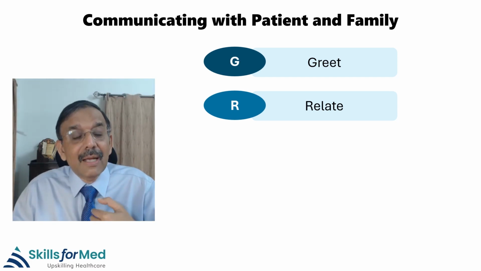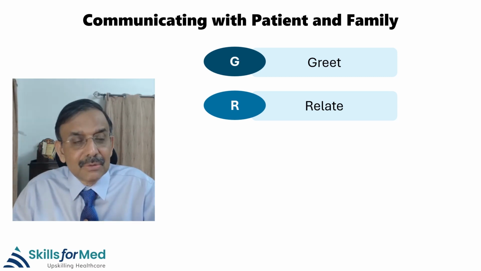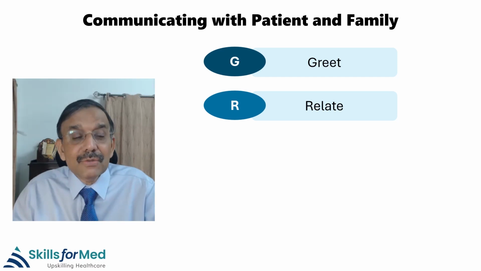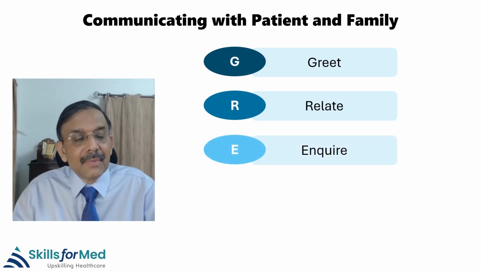So you first relate yourself. You tell, I am Dr. Pari, I am a surgeon, I have come to see you. Similarly, any nurse will say, I am maybe so and so name, I am the staff nurse or whatever, superintendent nurse or whatever. You tell the name and designation and relate yourself to the patient first. Then you talk to the relatives and also relate to them. So that is relating.